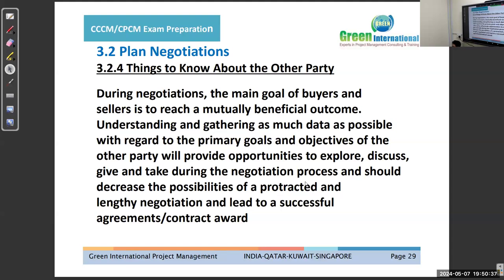Okay, 3.2.4, things to know about the other party. We must understand the other company's, the other party's position also. What are their strengths, what are their weaknesses? We must understand before finalizing the negotiation. All of these details we must understand, and it will help us to finalize our number and our position.